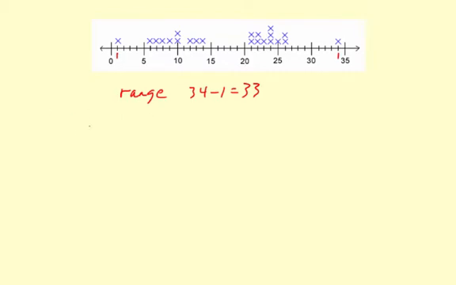Another way to look at variability is called the variance. This involves a little more calculation than the range. So what you do to find the variance, step 1, find the mean of the data. And again, that's the average. Then you subtract each data value from the mean.